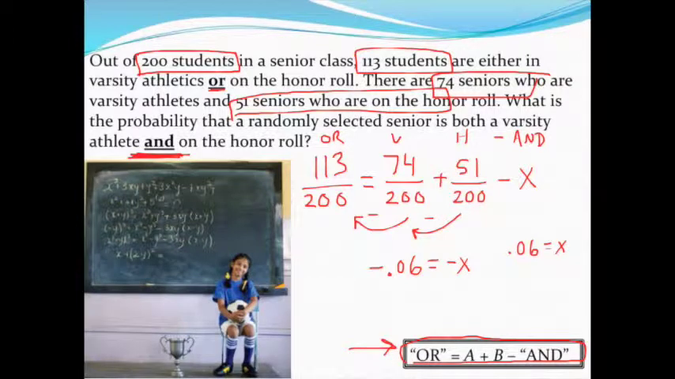Remember, x stood for the probability that the students are on both varsity sports and on honor roll. If I change that back to a percentage, then I get a probability of 6% that they're on both.